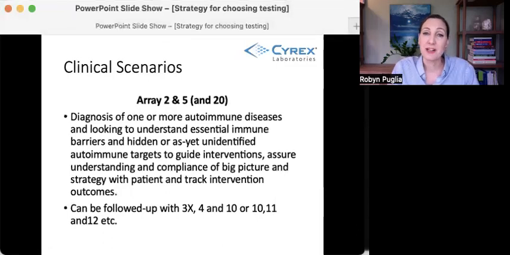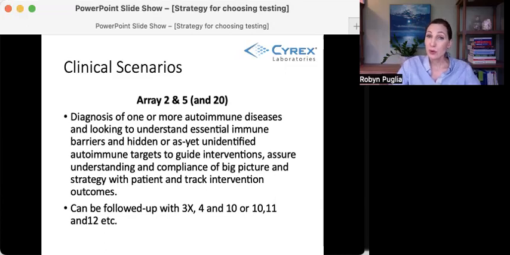Okay, next up is the bundle of array 2, array 5, and array 20. So I'd be using this particular test combination if somebody has a diagnosis of one or more autoimmune diseases, and we're looking to understand essential immune barriers and hidden or as yet unidentified autoimmune targets to guide interventions, to assure understanding and compliance of big picture strategy with patients, and to track intervention outcomes. So this can also be followed up with array 3X, 4 and 10, or 10, 11, and 12.